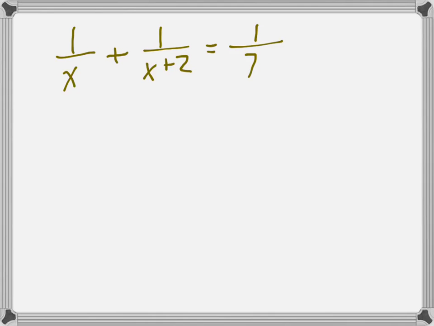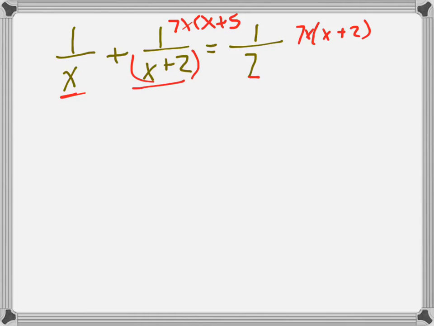Let's solve this equation by clearing fractions. First, I'm going to multiply every term by 7 times x plus 2, because that's my least common denominator. And be careful to use parentheses. So this I'm going to multiply by 7, x, and x plus 2.